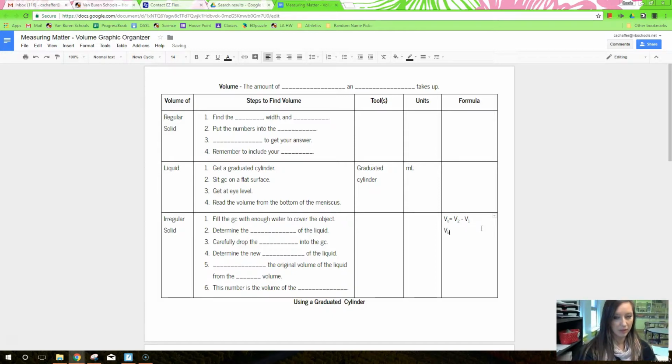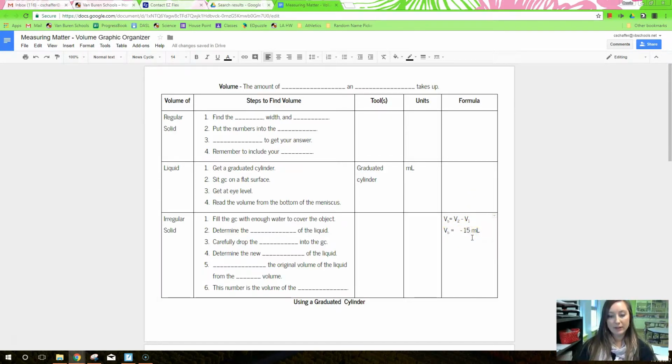So again, I come down to my next step. Volume 2 would be the second volume that we're taking. Right now, this is the first volume that we're finding. It's the volume of our water by itself. And I know that I started off with 15 milliliters of water. So that's my volume 1. See how I'm subbing it in right underneath there.